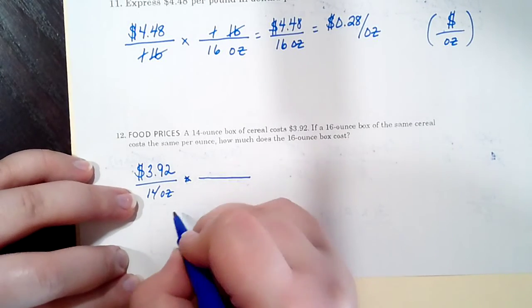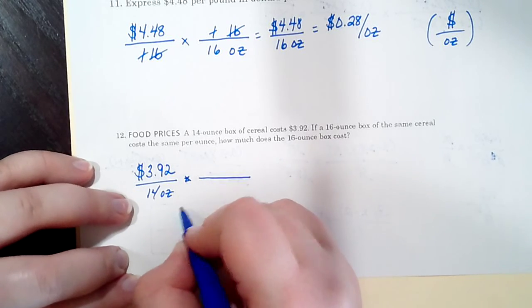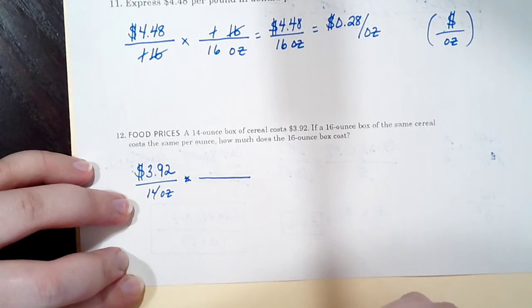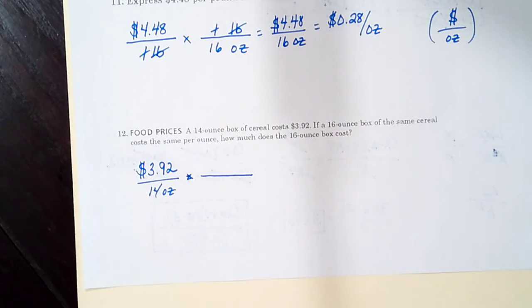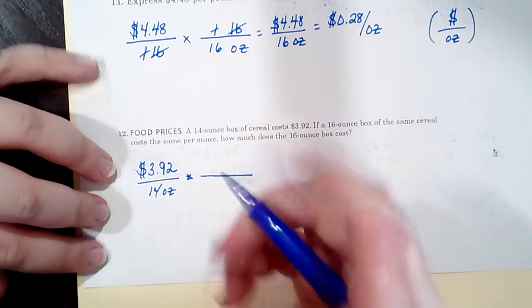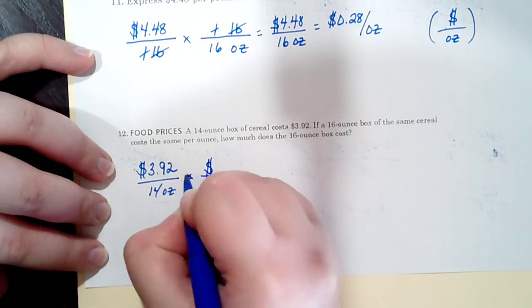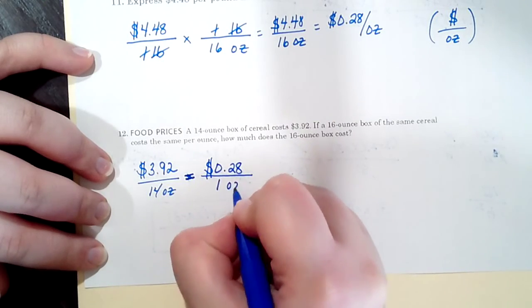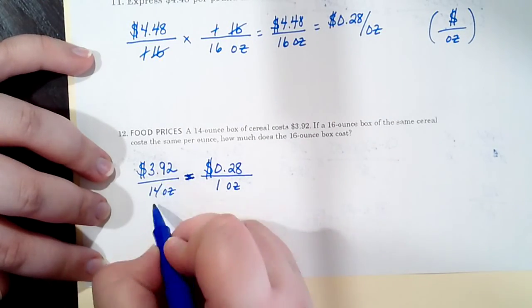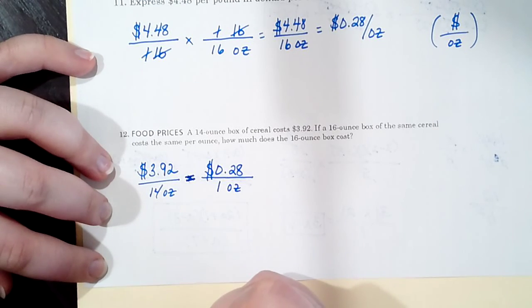I would like to know how much this is per ounce. So, right now, I've got $3.92 over 14 ounces. If I divide that, I get a number, which I do not have calculated, so let me do that quick. If it is $3.92 per 14 ounces, that means that that box of cereal is approximately 28 cents per 1 ounce. And all I did was divide these two numbers.